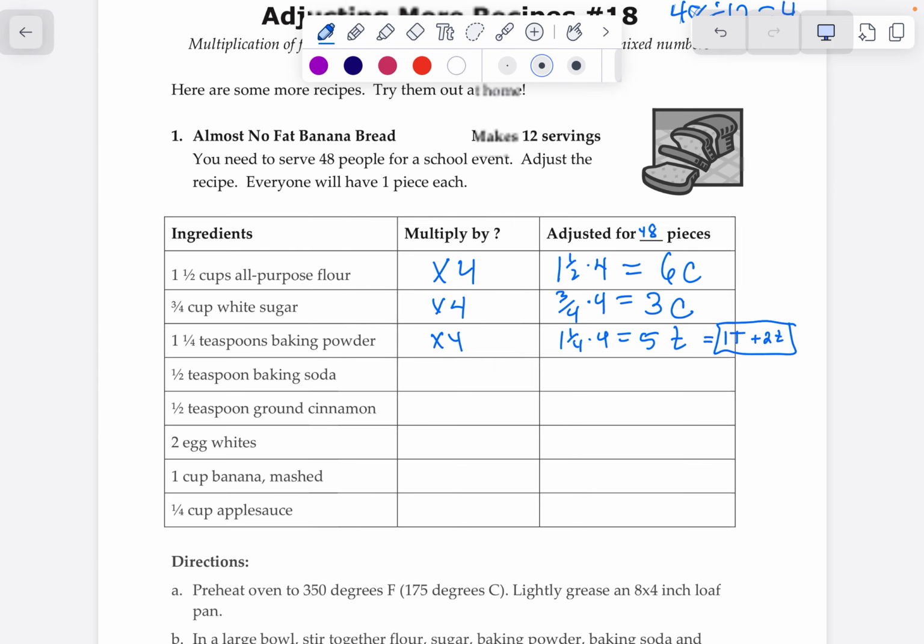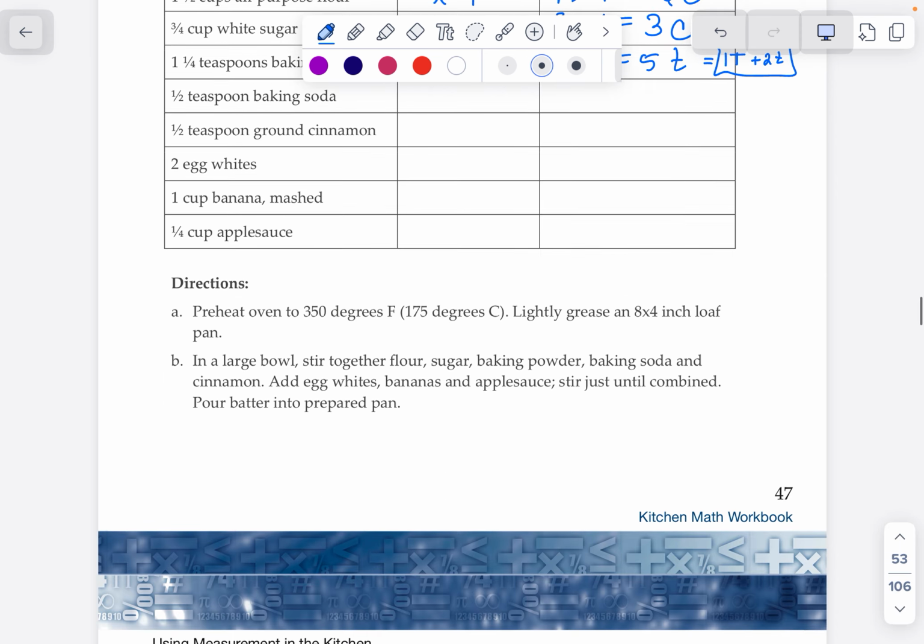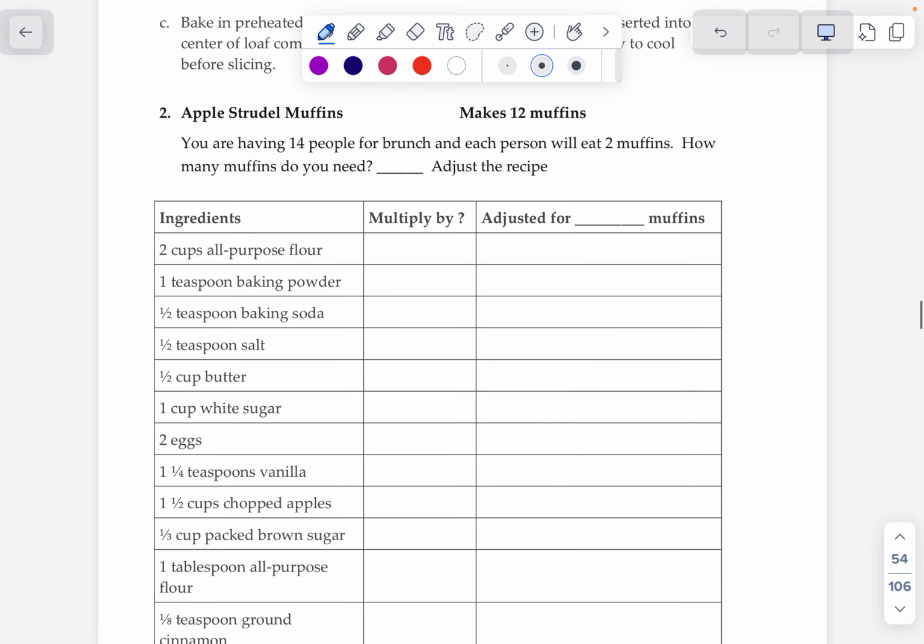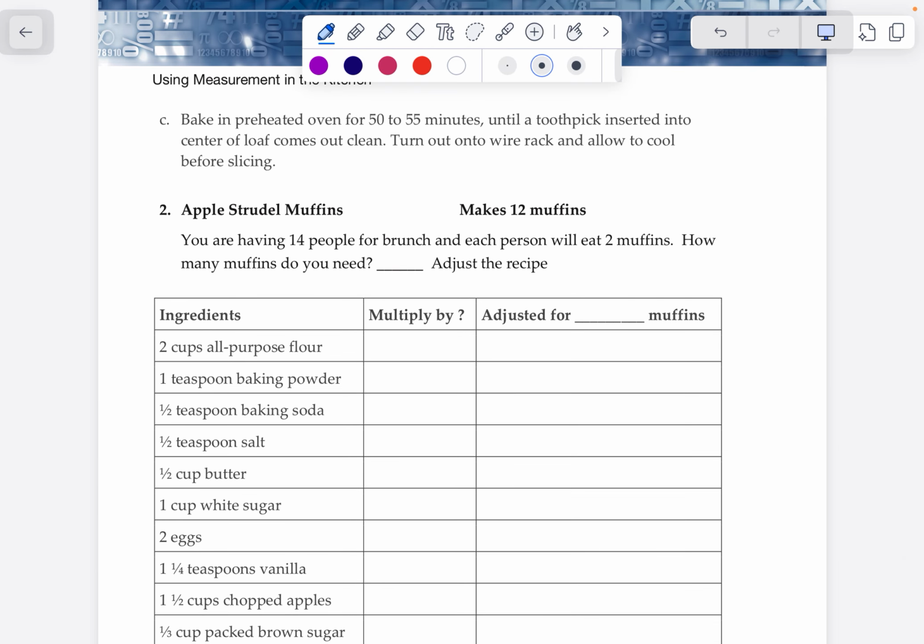So all you're doing for this number 1, multiplying by 4, keep it fractional because we want those mixed numbers. Sometimes mixed numbers aren't super helpful unless we are using something like this that's a real life application, okay? And then this second page, let's talk about this one, the apple strudel, okay? There are apple strudel muffins. There are 14 people. Each person will eat 2. So how many muffins do we need minimum? 28, because 14 times 2 is 28. So we have to adjust it for 28 muffins.